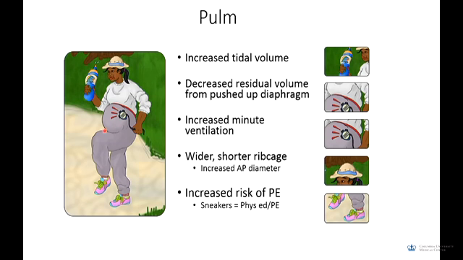Okay, POEM. So you have an increased tidal volume as shown by this squirting tidal water bottle. You have a decreased residual volume because of the diaphragm pushing up. The diaphragm is this stylish red belt here. You have increased minute ventilation as shown by the timer. You have a wider and a shorter rib cage as shown by this wide and flat hat. And you have an increased risk of PE. So you guys remember PE, phys ed, so she's wearing sneakers.